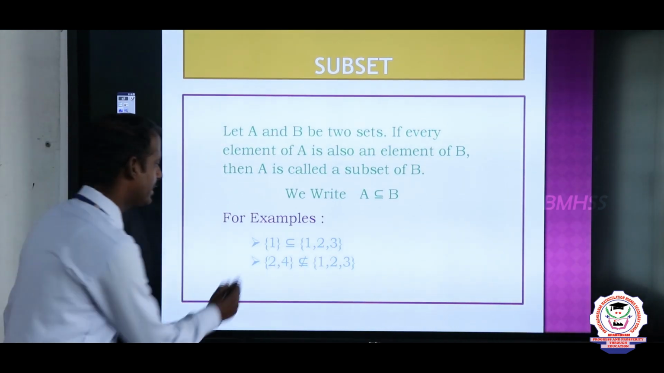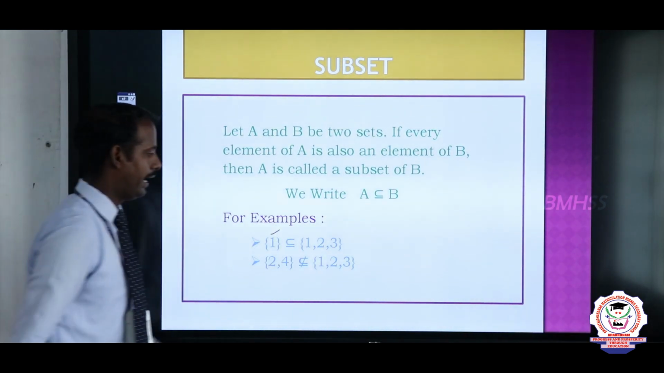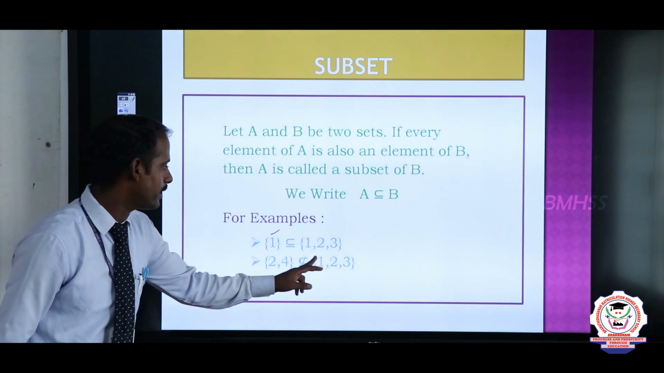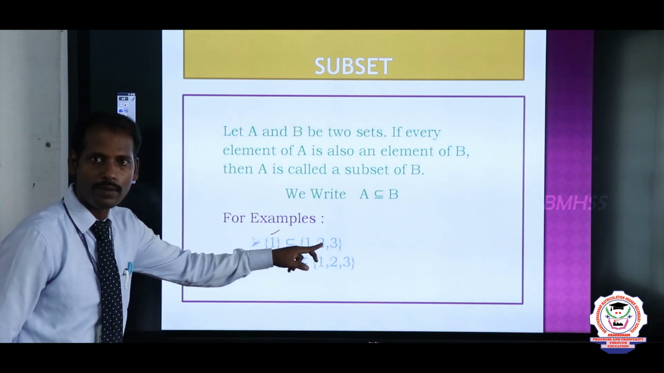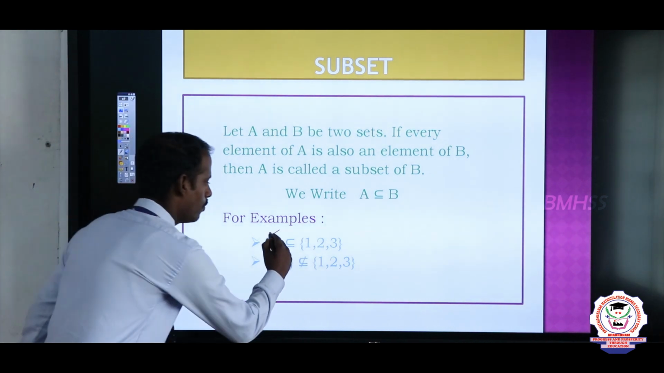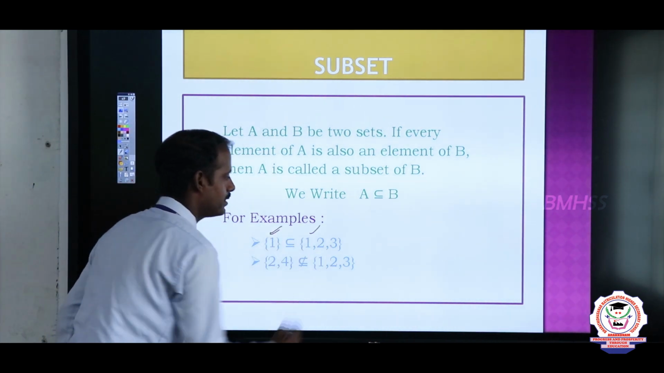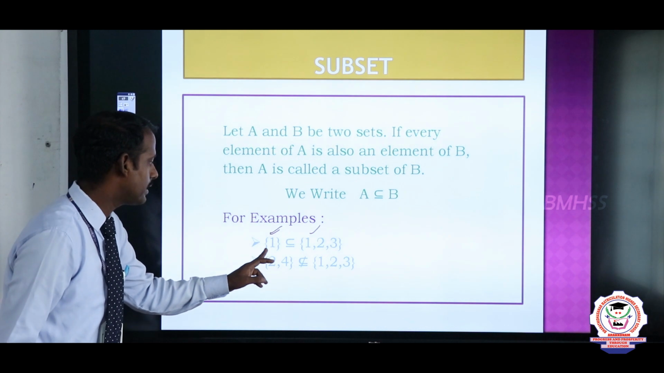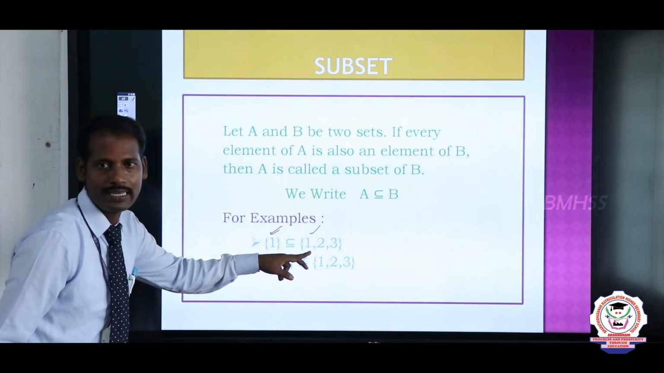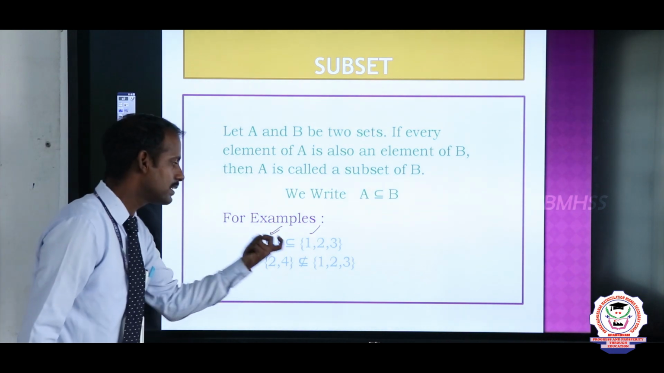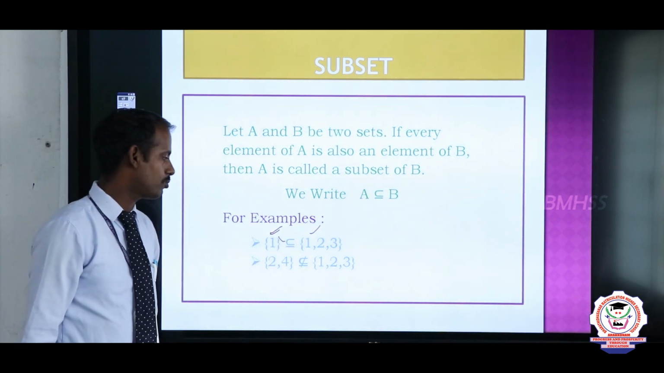For example, set A is {1} and set B is {1, 2, 3}. The element 1 belongs to {1, 2, 3}. So if every element of A belongs to B, then A is a subset of {1, 2, 3}.